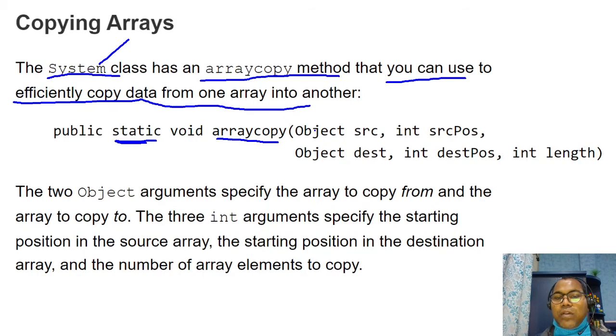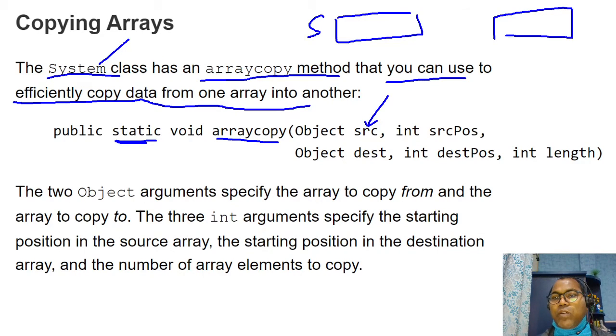Here it takes these arguments. Your first argument is the source array, the array from where you want to copy. This is the source array, and this is my destination array. I want to copy the content from here to here. So you specify the source array name and the position. The source may have lots of data. From which position do I start? Let's say I start from this position and copy this element to here.